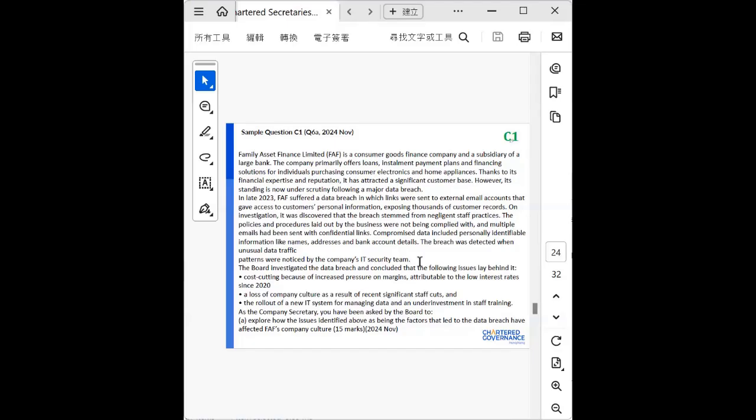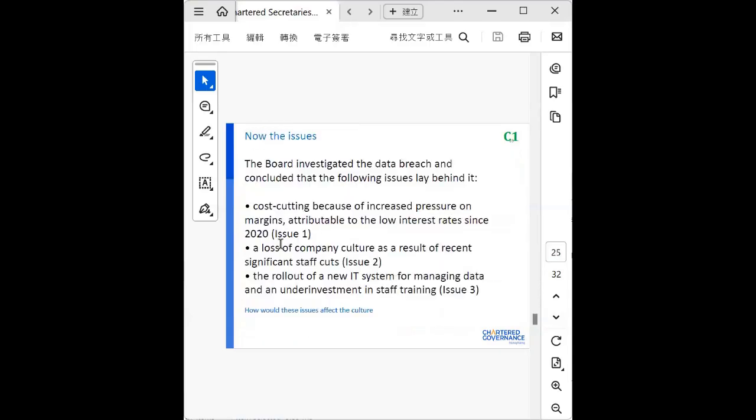So you can see that, and then you bring these things together, right? So staff cut, IT rollout, and training reductions. So these are the main problems. Now that you see that these are the three issues in here, the point is to ask you how these issues affect the culture. Now, how do they affect the culture?